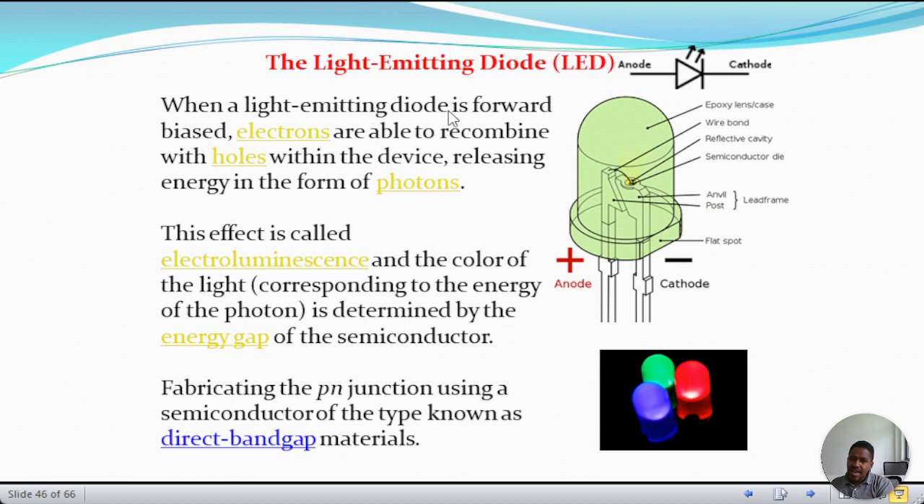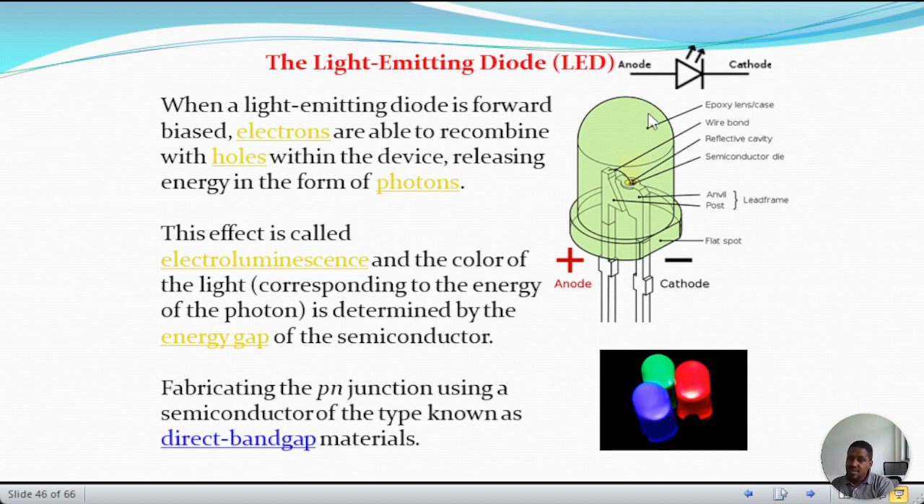When a light emitting diode is forward biased, electrons are able to recombine with holes within the device, releasing energy in the form of photons. This effect is called electroluminescence, and the color of the light, corresponding to the energy of the photon, is determined by the energy gap of the semiconductor. The p-n junction is fabricated using semiconductors known as direct bandgap materials.